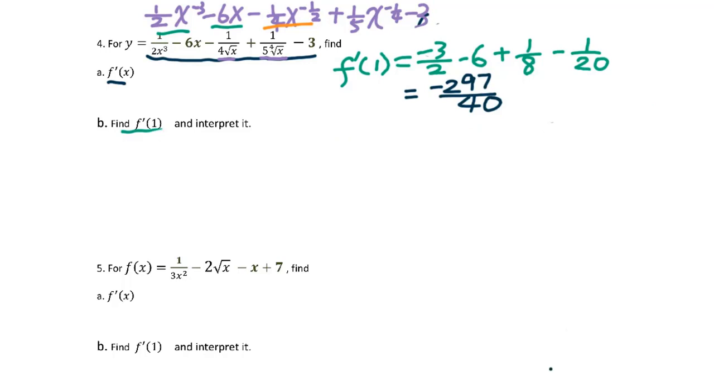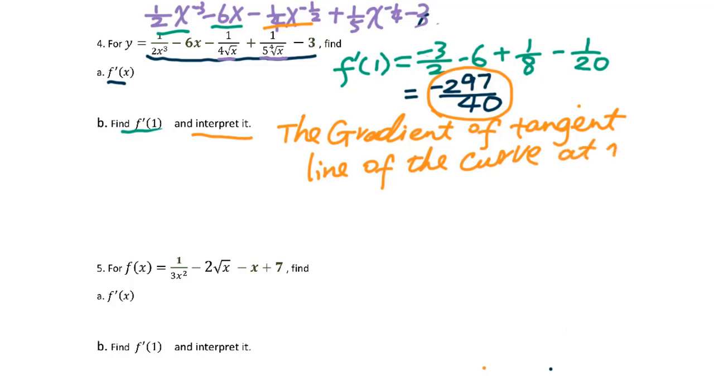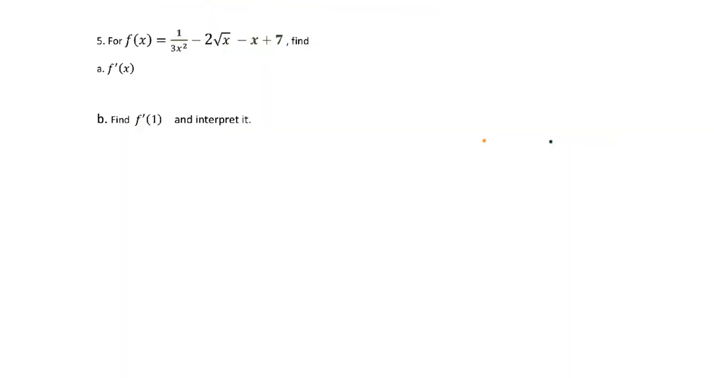Now we need to interpret this value. We know the derivative means the gradient of a tangent line. So we say the gradient of a tangent line of the curve at x equals 1 is negative 297 over 40. Let's do one more example.